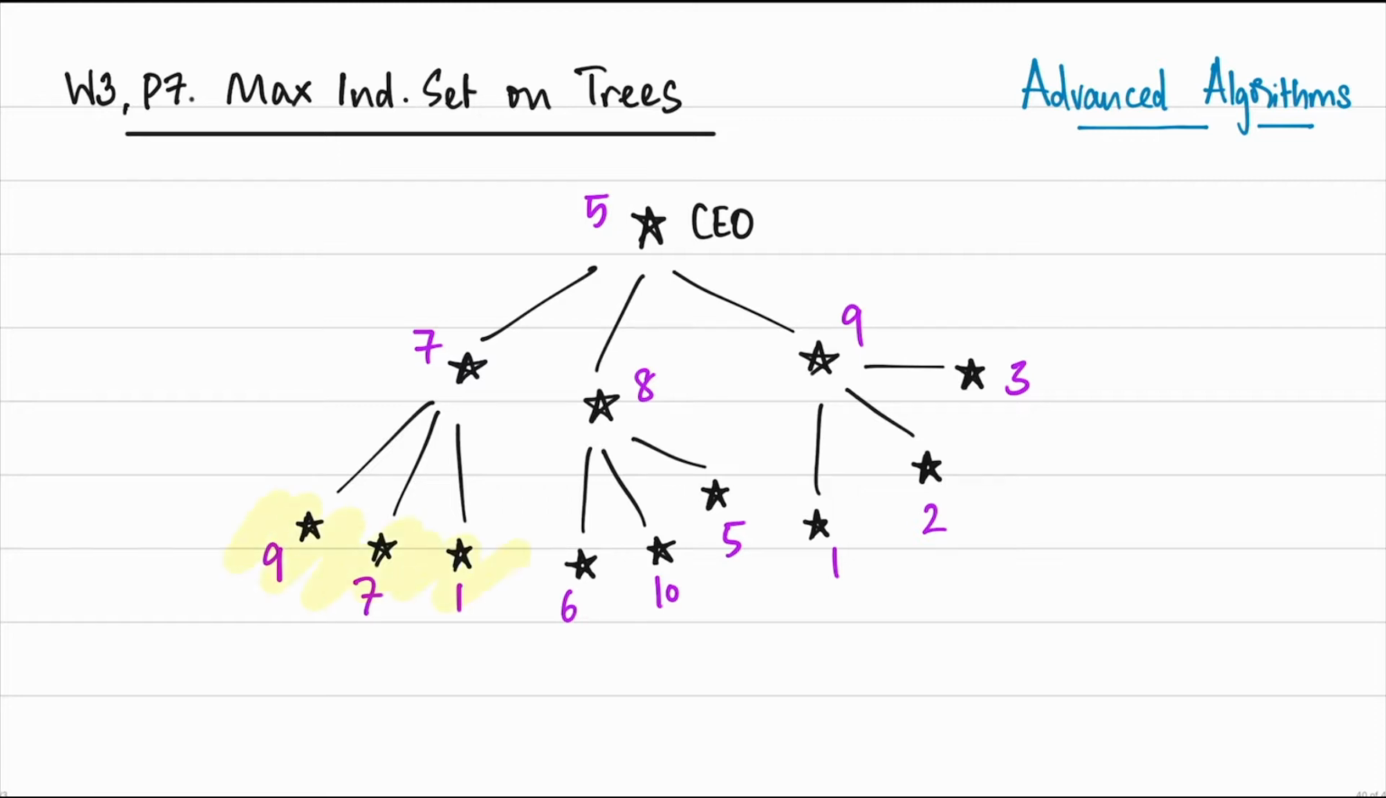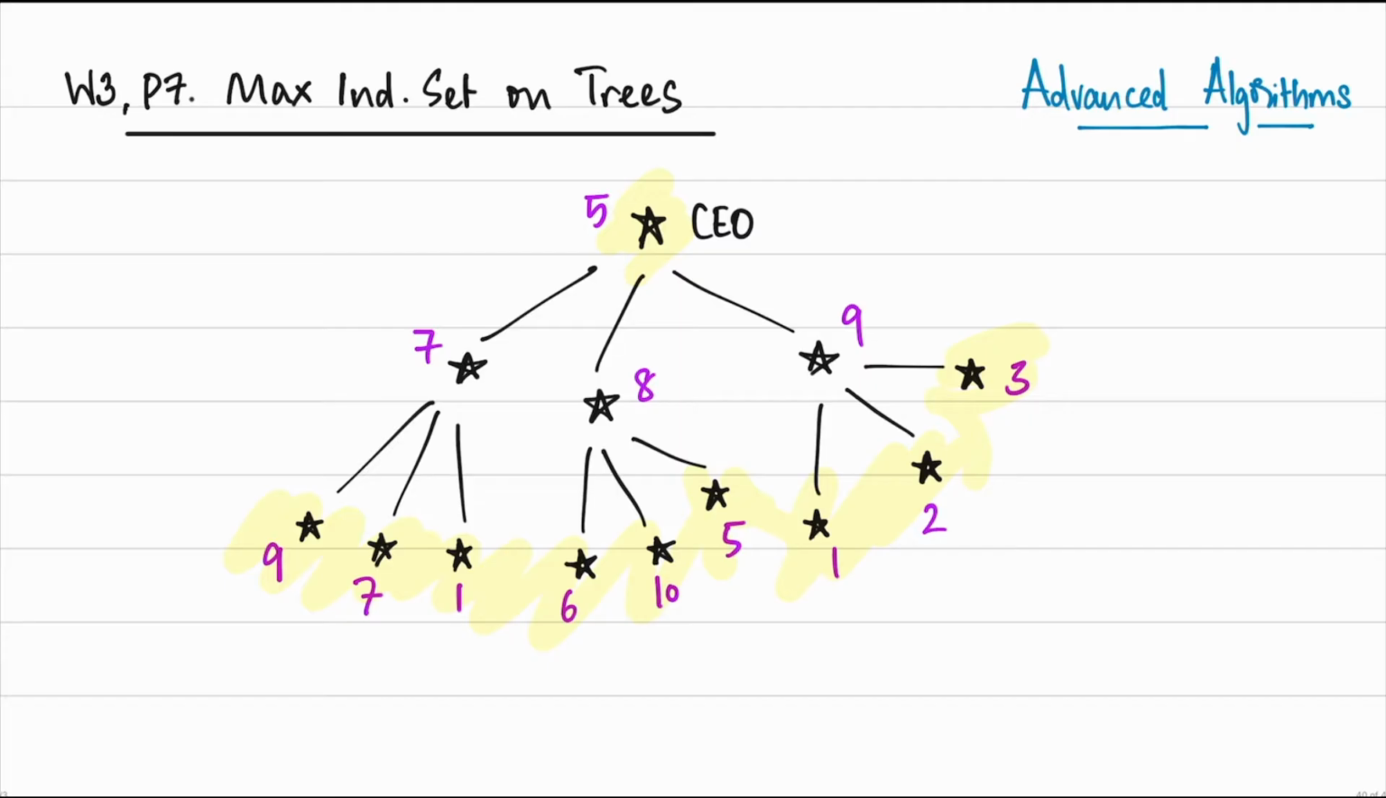So for instance, we could just invite everybody here, and that would not be a problem, along with the CEO, right? The total fun that we obtain by doing this is going to be the sum of all of these numbers here. So it's going to be 5 plus 9 plus 7 plus 1 plus 6 plus 10 plus 5 plus 1 plus 2 plus 3. And I hope you worked that out because I didn't. But what I want to know here, and this is why the exact number is not so important, is if you think that there's a different party here that could be even more fun.